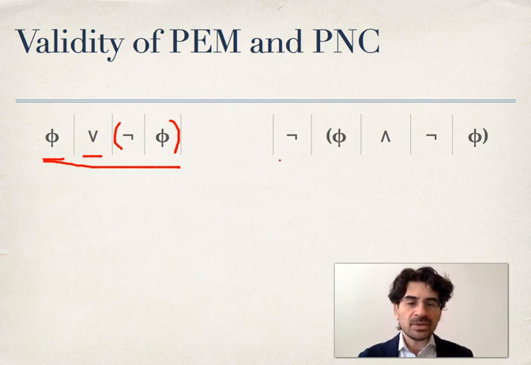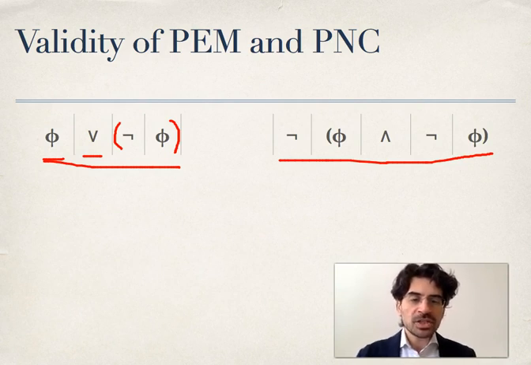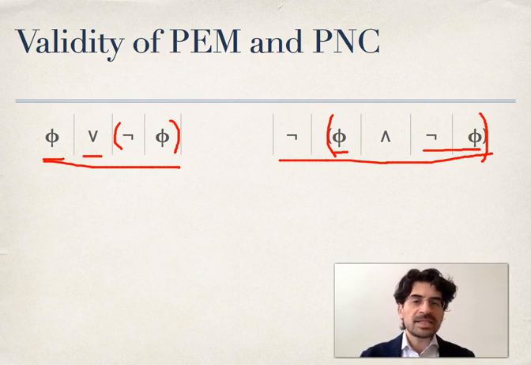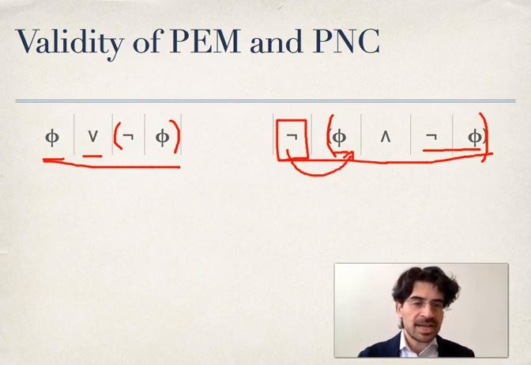On the right-hand side, we have the principle of non-contradiction. Why is it called the principle of non-contradiction? Because this formula here between parentheses is a contradiction, the assertion that phi and not phi. An example would be: the sun is shining and the sun is not shining. Saying this is a contradiction. So the principle of non-contradiction denies the possibility of a contradiction. It denies the contradiction that is expressed between the parentheses.